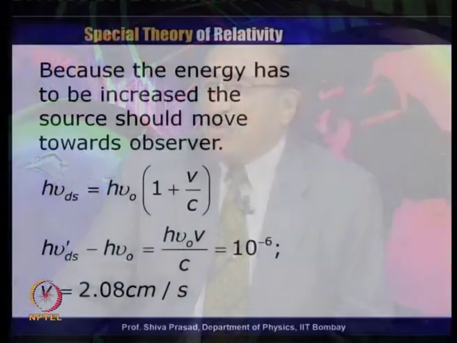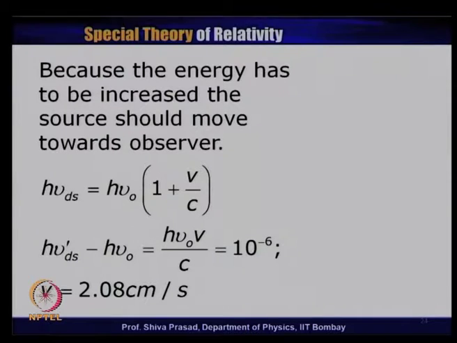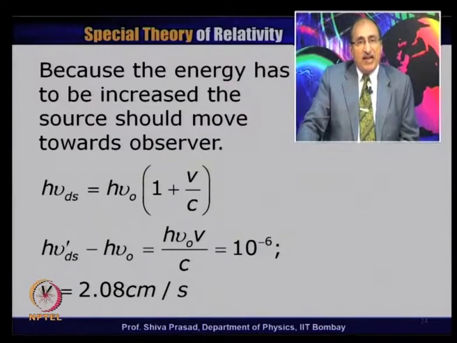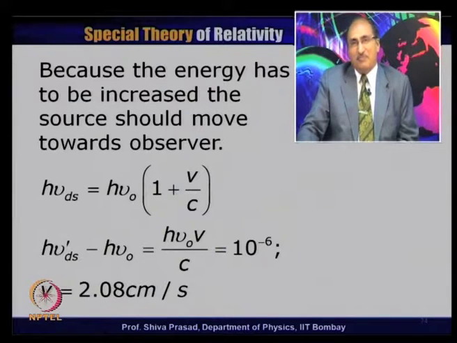So, this is what I have written. Because the energy has to be increased, the source should move towards the observer. It should not be absorber, it should be observer. Then I use that expression, in fact I have multiplied by h: h nu_s must be equal to h nu naught into 1 plus v by c. Here I have used the plus sign because I want to increase the frequency. Therefore, v has to be taken as minus v, so the sign has to be changed.